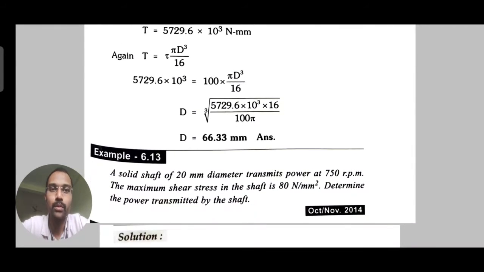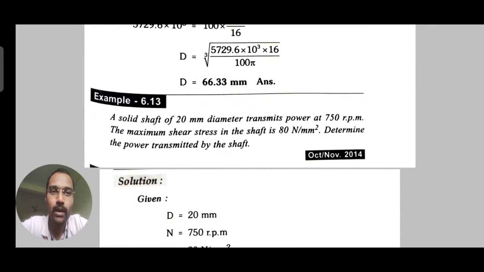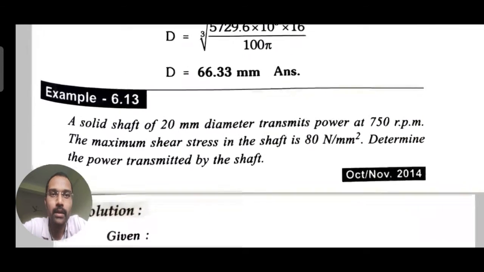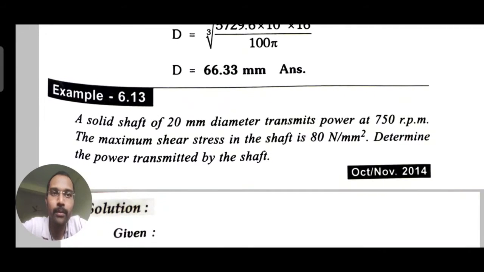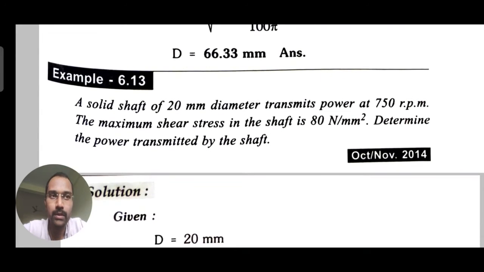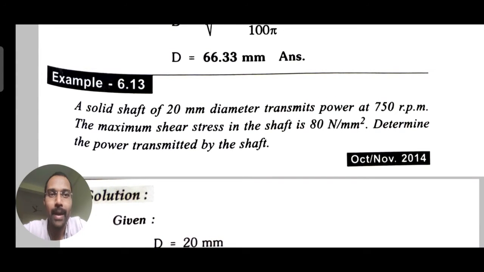This is a very simple problem. Next we see another problem similarly. A solid shaft of 20 mm diameter, here directly the diameter is mentioned, transmitting power at 750 rpm. So the N value is mentioned, 750 revolutions per minute. The maximum shear stress in the shaft is 80 Newton per mm square. Determine the power transmitted by the shaft.